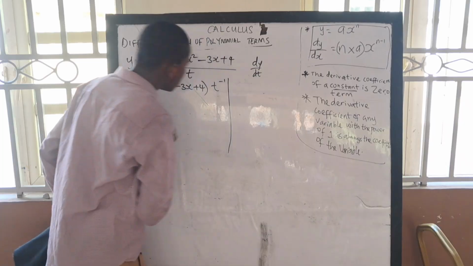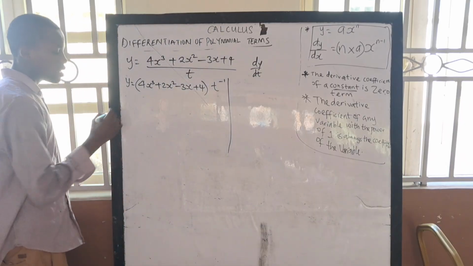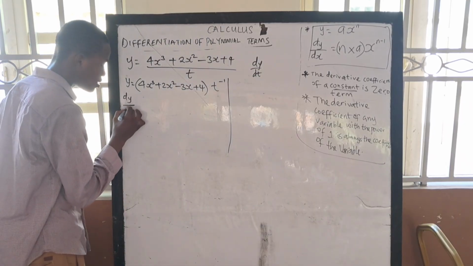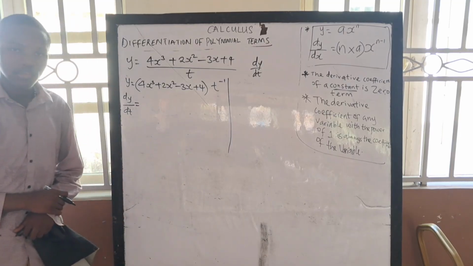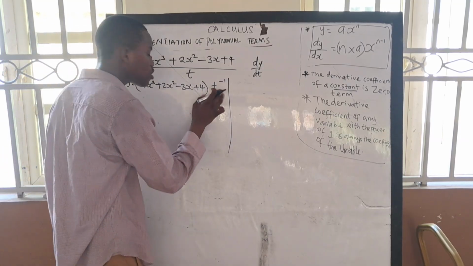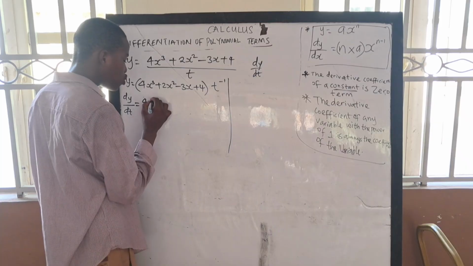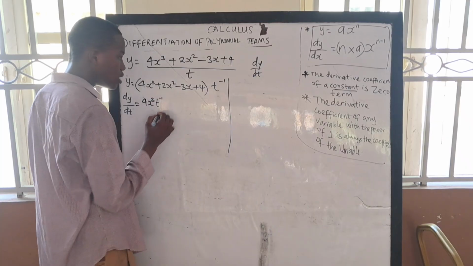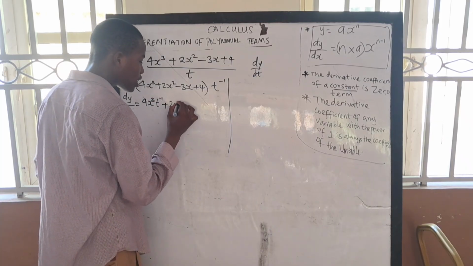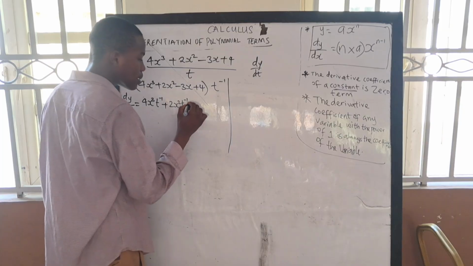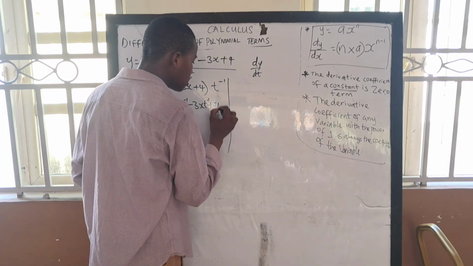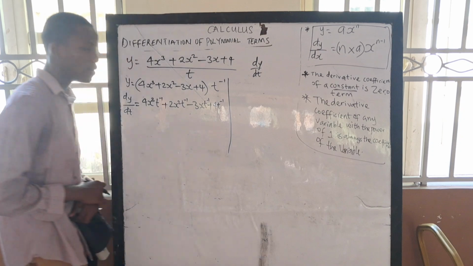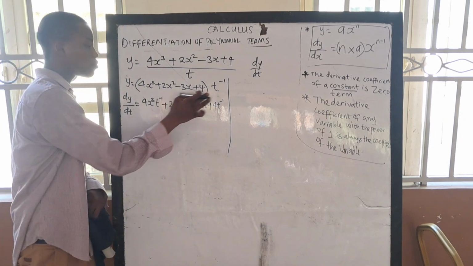So now, if you have this, I'm looking for dy/dt. Let me open my bracket first. So I'm having 4x cubed times t raised to the power minus 1, so I'm having 4x cubed t raised to the power minus 1, plus 2x squared t raised to the power minus 1, minus 3x t raised to the power minus 1, plus 4t raised to the power minus 1. Right? I use this to multiply this.